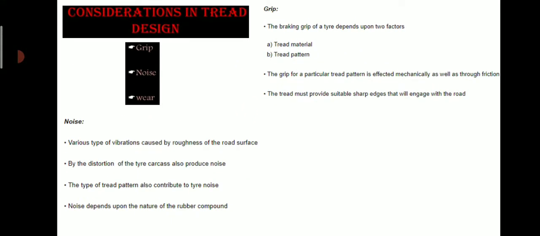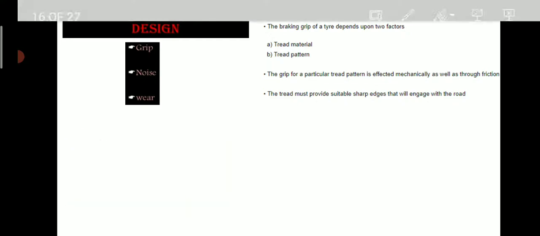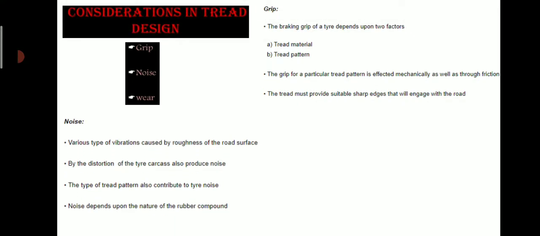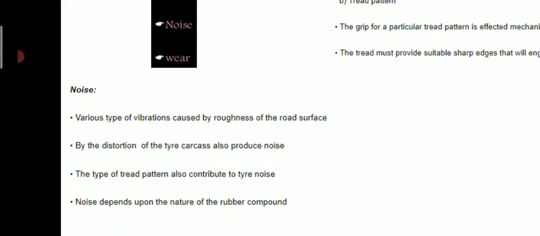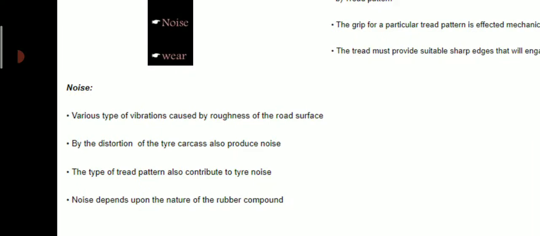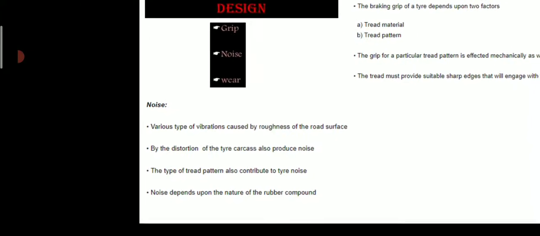After that, there is noise. So this is the consideration of noise. What is noise? Noise means various types of vibrations caused by roughness of the road surface. Distortion of the tire carcass also produces noise. The type of tread pattern also contributes to tire noise, and noise depends upon the nature of the rubber compound.